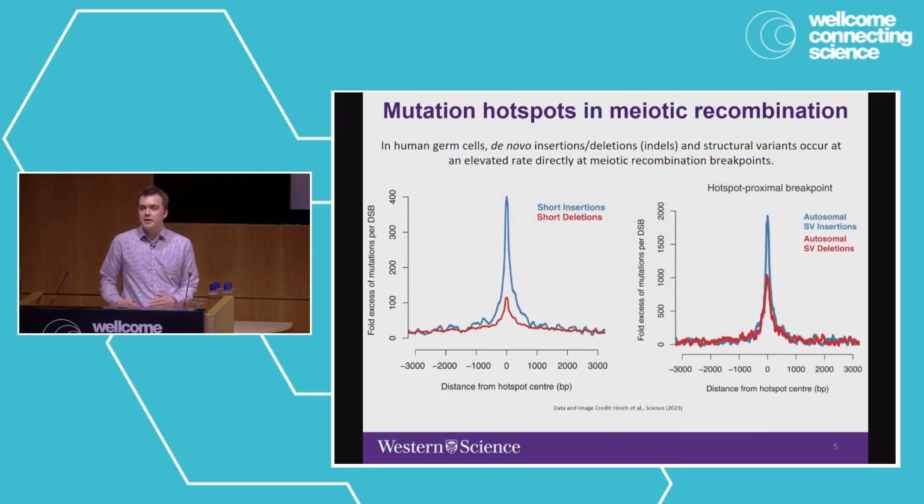When looking at the spacing of de novo mutations, especially in the context of meiosis, we see an elevated level of de novo insertions and deletions, as well as structural variants, occurring at meiotic breakpoints. This has been demonstrated in human germ cells, with these plots showing an elevated occurrence of those different mutation types in and around meiotic hotspots, or meiotic breakpoints, rather.